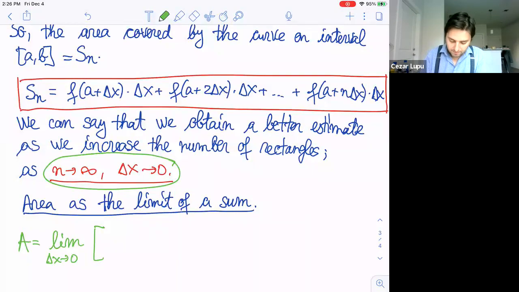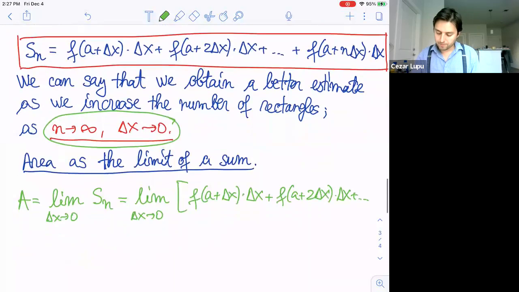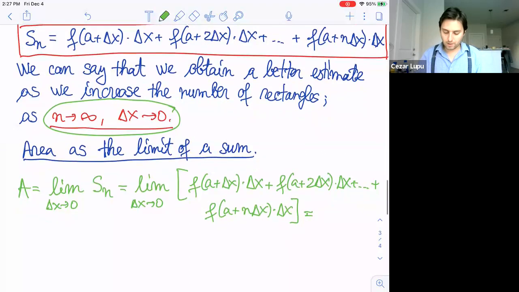And let me write this. Sn will be nothing else than the limit as delta x approaches 0 of f of a plus delta x times delta x, plus f of a plus 2 delta x times delta x, plus f of a plus n delta x times delta x. Okay, and we keep going.